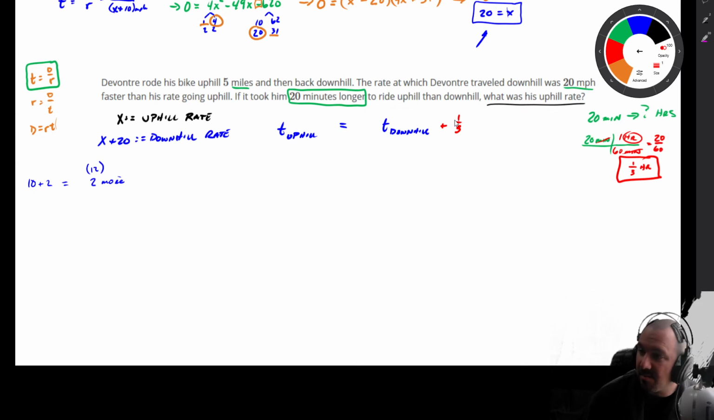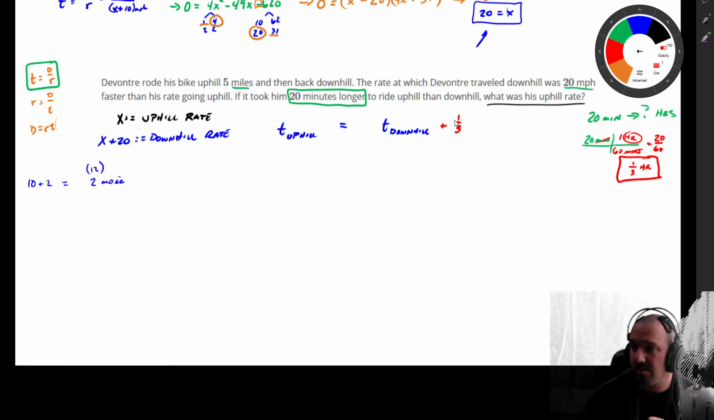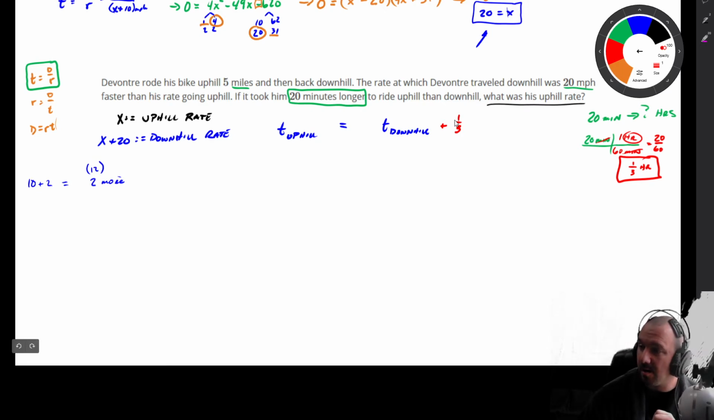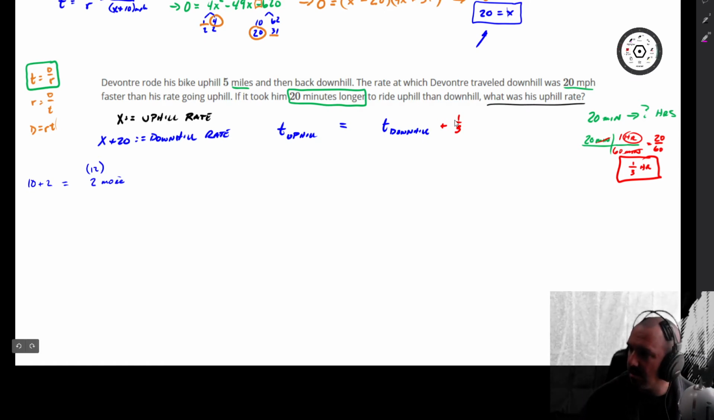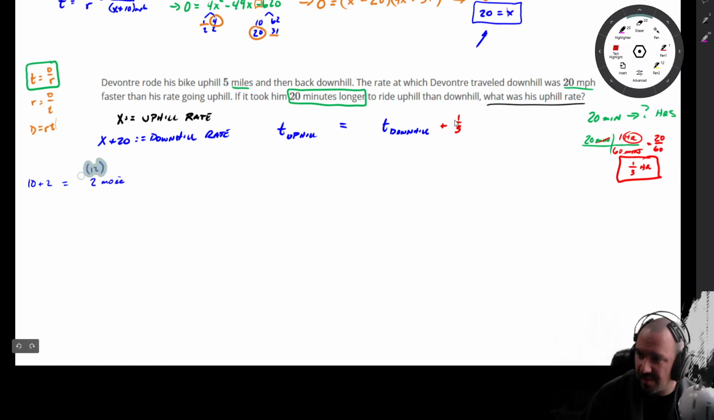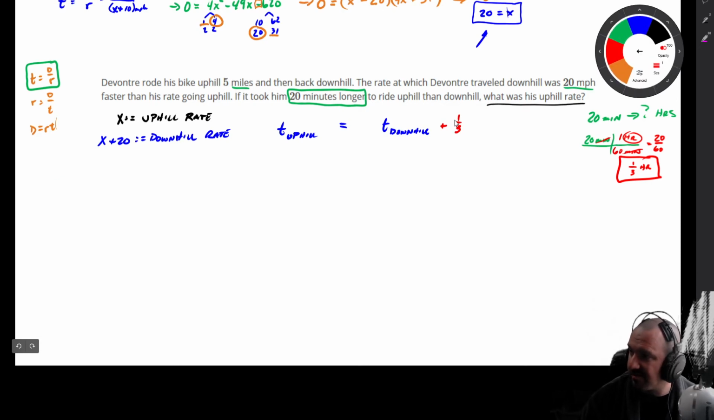That's going to make the amount of time that he spent riding downhill the same as the amount of time he spent going uphill. It seems odd because it says longer, so you've got to add to uphill, right? It's backwards than it seems. So that's how I do it. Again, however you want to think about it is perfectly fine by me.